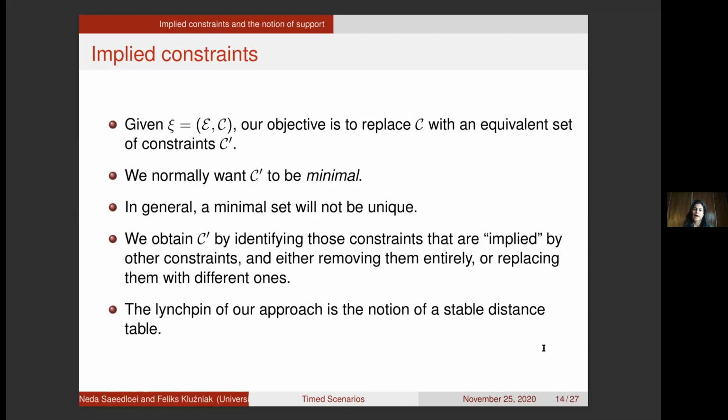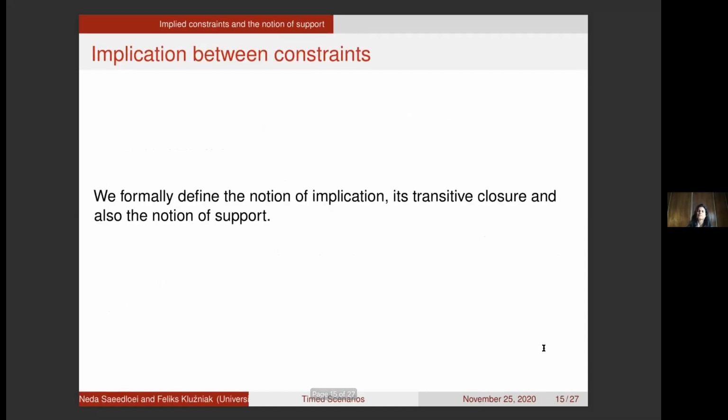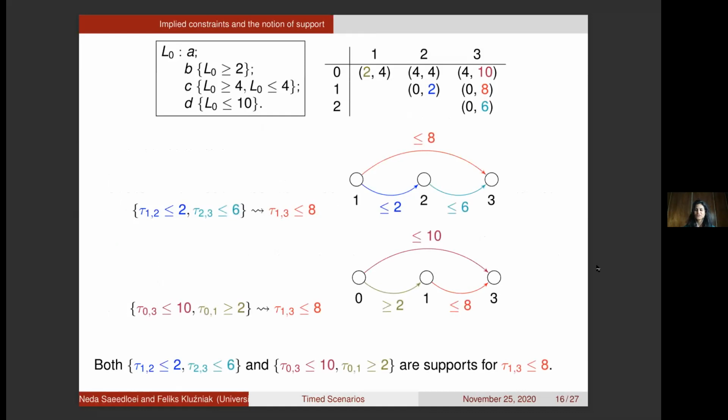However, the linchpin of our approach is the notion of stable distance table. It means that given a scenario, we construct its distance table, we stabilize it, we obtain a stable distance table, and that is the beginning of our optimization. In the paper, we formally define the notion of implication, its transitive closure, and also the notion of support. Unfortunately, I will not have time to go over the details of them formally. There are some formal definitions involved. I attempt to show it here using an example.